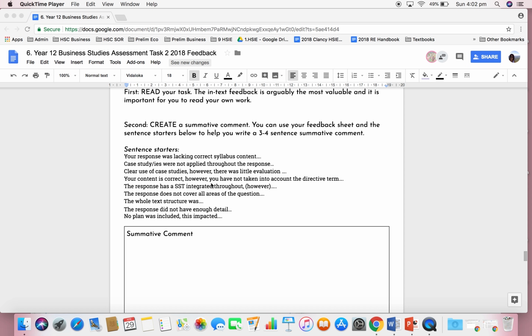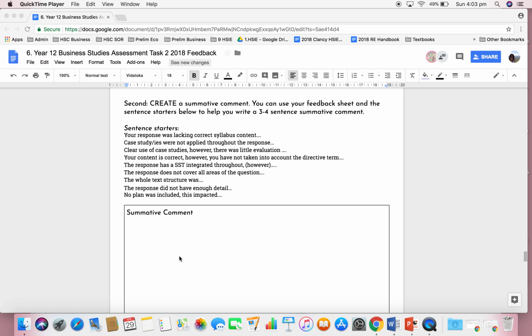So traditionally your teachers maybe would have done this for you. What I'm asking you to do is to really think about, after reading your response and after reading your in-text feedback, as well as that ticker box feedback that you got as well, and that scale, what areas should you be focusing on, and what is the summation, or the summative comment that you can create.